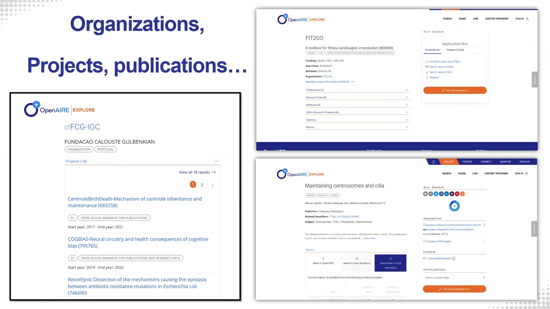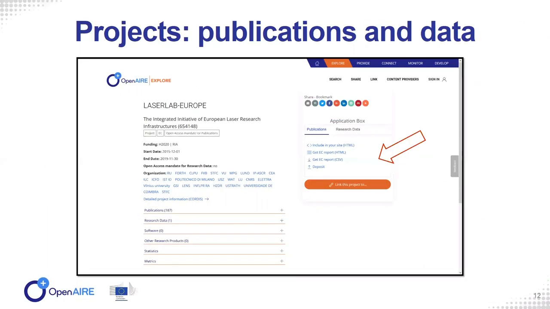We have a landing page for a project where we gather all the publications, research data, software, etc., and we put some numbers of publications. We have the organization's page. Each organization that is part of a project or is a provider of OpenAIRE has a landing page, and we identify all the projects from the European Commission that institution is part of. And of course, for data sets and publications, we also have a landing page with the descriptive metadata, and the links to where you can download and access the publications.